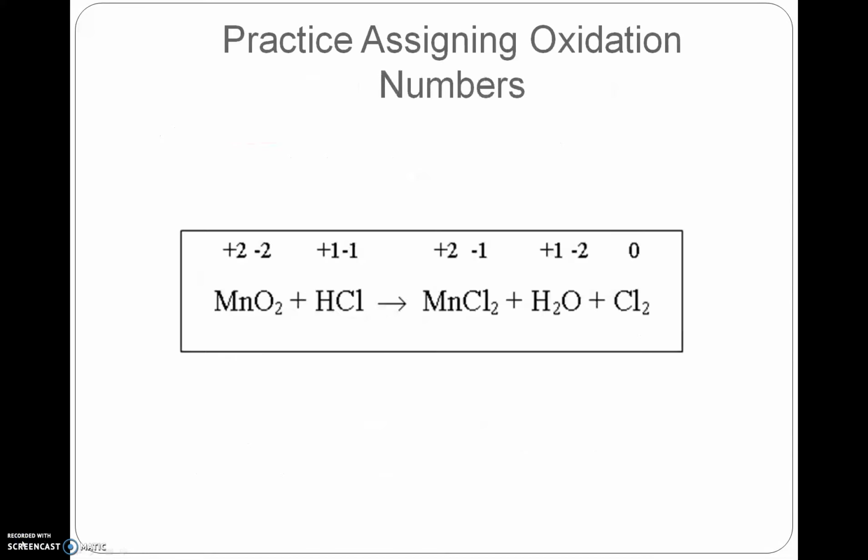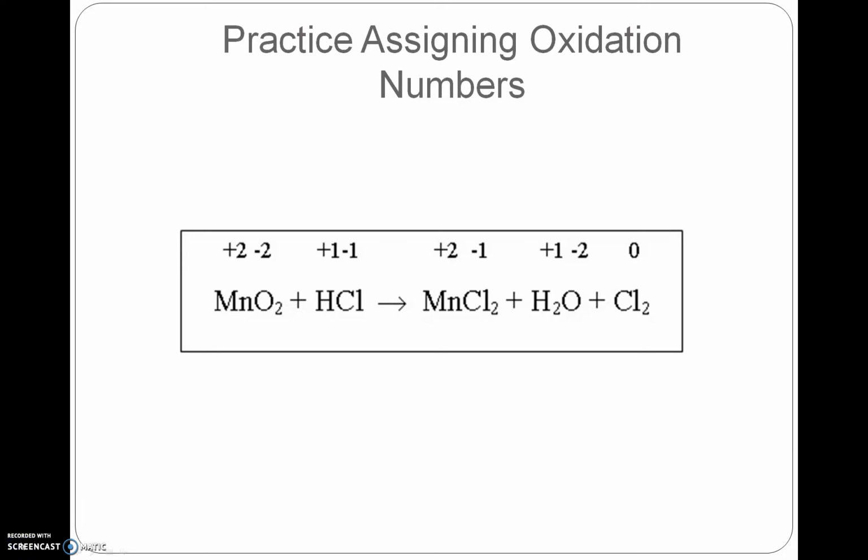So here's some practice with assigning oxidation numbers. Oxygen always has a charge of -2, so manganese would have to have a charge of +2, and then chlorine has a charge of -1, hydrogen has a charge of +1, and it adds up to 0. And then for the products, chlorine has a charge of -1, and there's 2, so manganese would have to have +2 to equal 0. Then oxygen always has -2, and hydrogen has +1, but there's 2, so that would equal 0 as well. And chlorine is a free element here, so it would have a charge of 0.